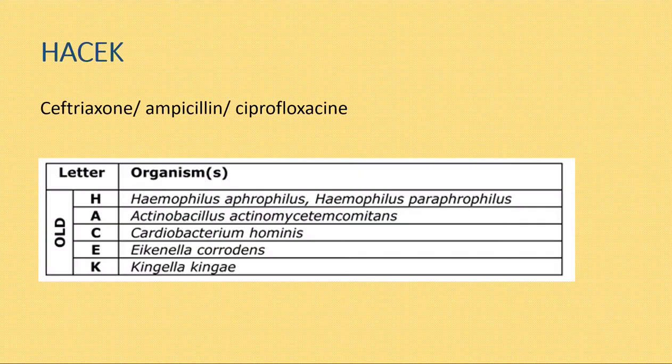And this is the HACEK group, culture negative. When we have culture negative and we suspect infected endocarditis, for example, we have one major criterion and 3 minor criteria, we're going to treat with ceftriaxone. Penicillin usually is avoided here, but we can use it as well, and ciprofloxacin. And the HACEK group, here we see what kind of organisms those are.